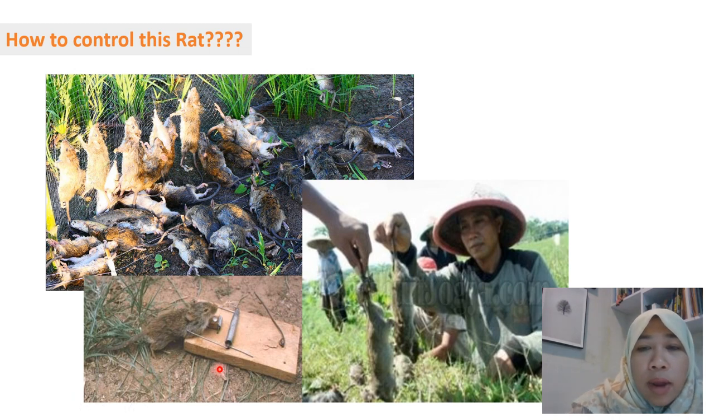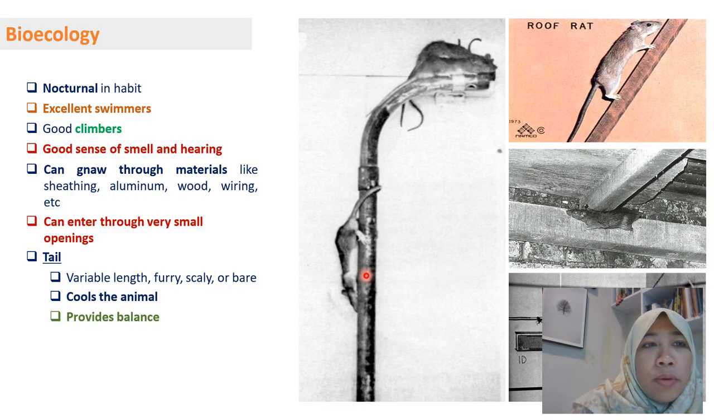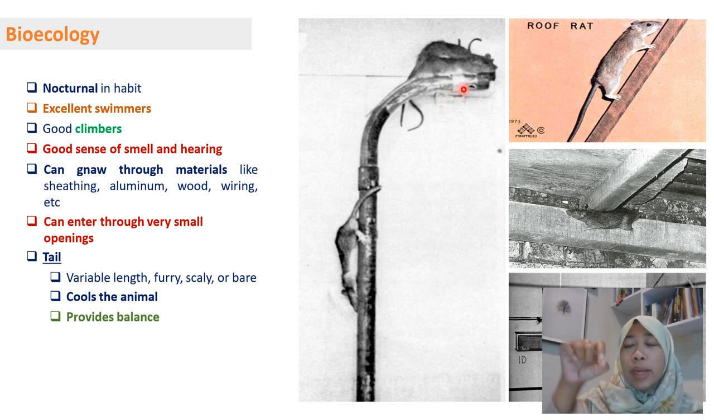Okay, and then this is the trap, and then okay, let's move to the bioecology. The biology of the rat is nocturnal in habit. They are active at night, and they are excellent swimmers. They are good climbers, and have a good sense of smell and hearing. They really have a good mouth, and they can gnaw through material like aluminium, wood, wiring, etc. They can enter through a very small opening, so they can insert into a small hole when the head is able to get in, so the rest of the body will be able to get in too.